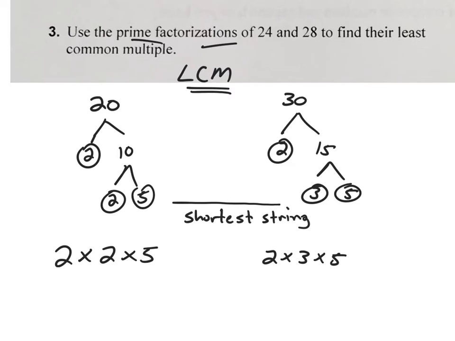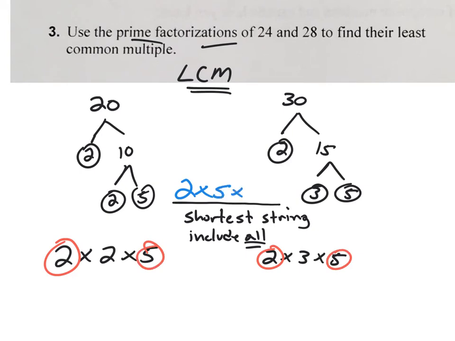And it has to include all the factors. So let's do that. Let's find the ones that are common. So a 2 and a 2, so we have 2 times. We share a 5 and a 5, so we have 2 times 5.